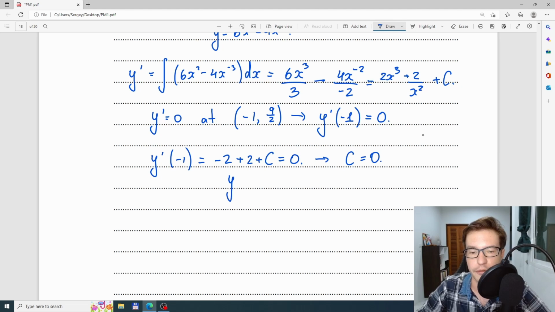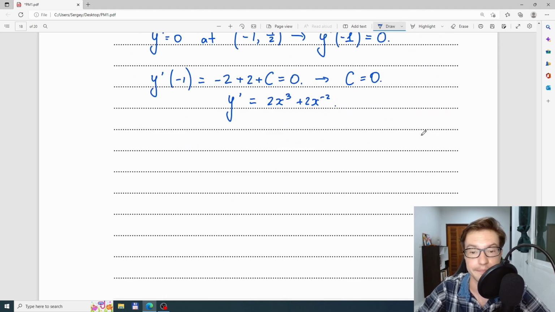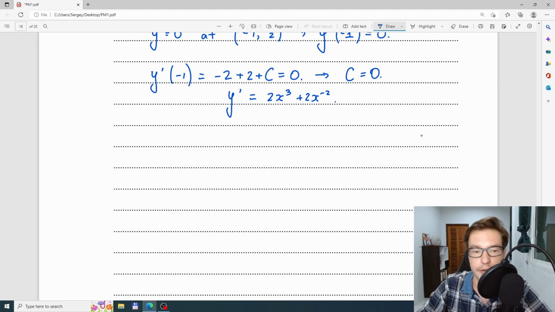Let's copy our first derivative. It's 2x cubed plus 2x to the power of minus 2, and we know c is 0, so no need to write it. Okay, to find the function from the derivative, we'll have to integrate it one more time. So y equals the integral of 2x cubed plus 2x to the power of minus 2 dx.